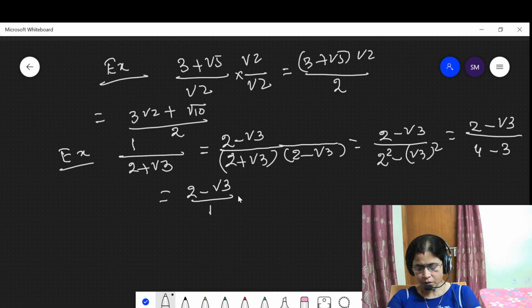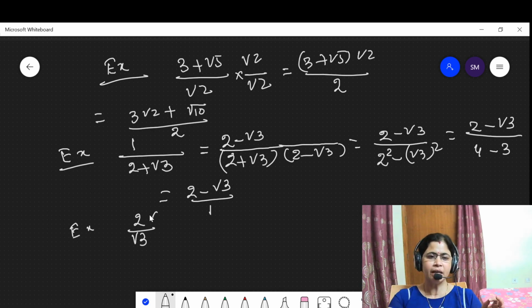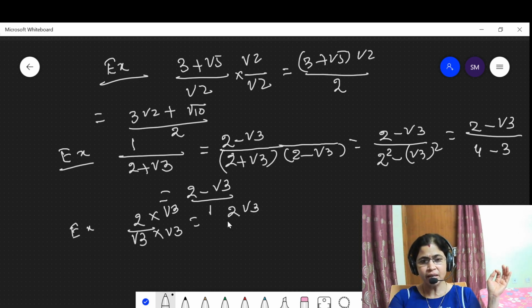Now let us solve some more questions. Here is a question to rationalize the denominator. It is a very simple question. Very easy, students. Simply multiply root 3 in both numerator and denominator. You get the numerator as 2 root 3 and the denominator as root 3 into root 3, which is 3. Then this is the answer. Then you get the rationalized denominator.